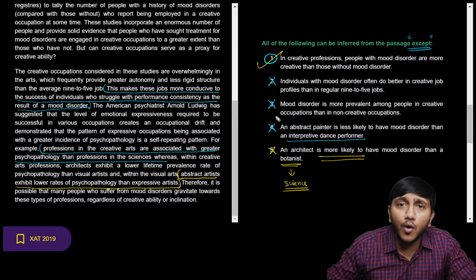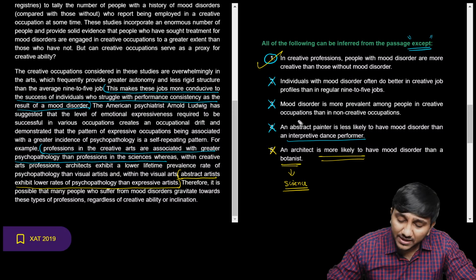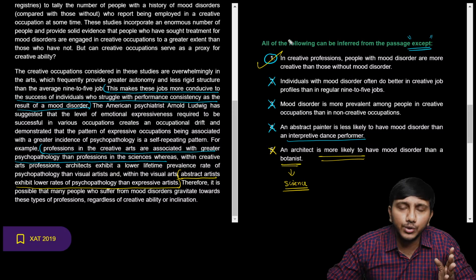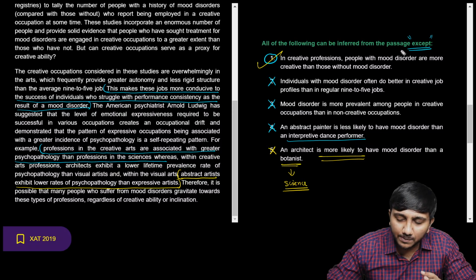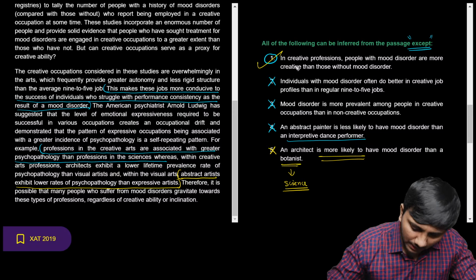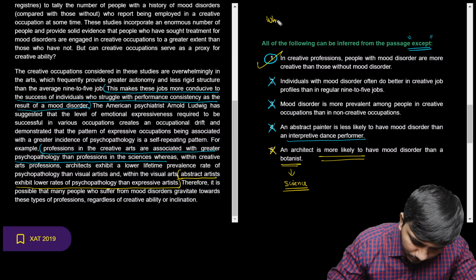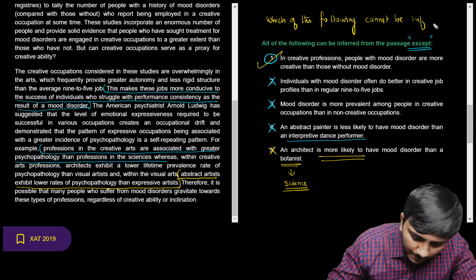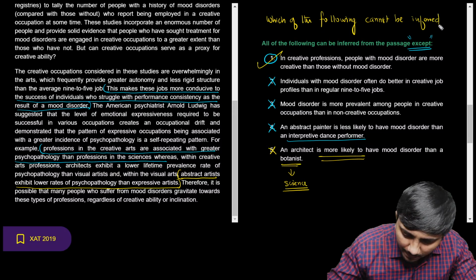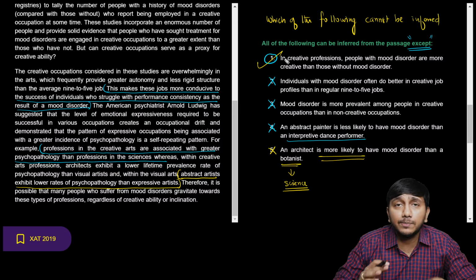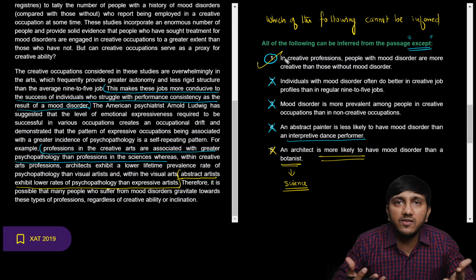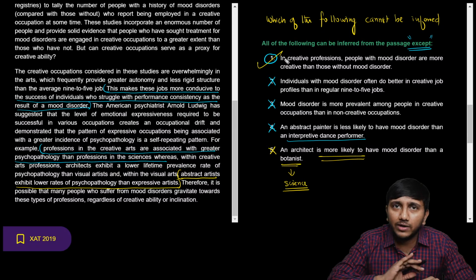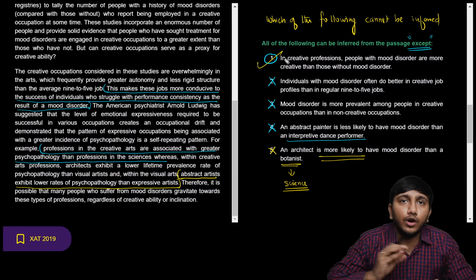So now let's look at 4 as to why 4 could not be the answer. First thing is, we'll have to understand what the question is asking us to do. All of the following can be inferred from the passage except. So I could probably think of the question as, which of the following cannot be inferred from the passage. So we are supposed to find out one option which cannot be inferred from the passage. So if it can be inferred from the passage, that will not be our answer. Anything that can be inferred from the passage will not be our answer.